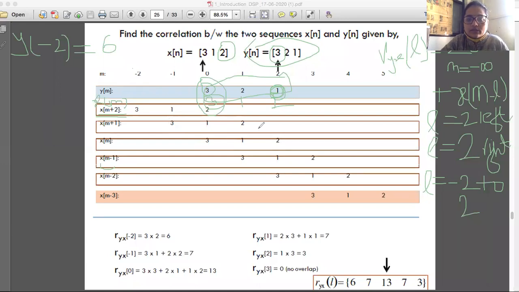Similarly, the next shift, that is L equal to minus 1. If I am substituting L equal to minus 1, it is going to be y of minus 1, and the sequence will be shifted 1 unit to the right hand side. If this sequence 3, 1, 2 is shifted 1 unit to the right hand side, then the sequence will appear as 3, 1, 2. Then we perform the multiplication operation. So this is going to be 3 multiplied by 3, so this is going to be 9. And this is 2 multiplied by 1, so this is going to be 2.